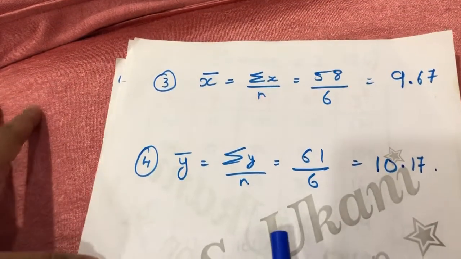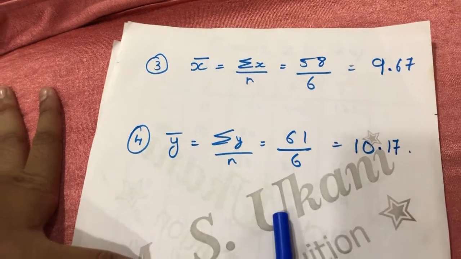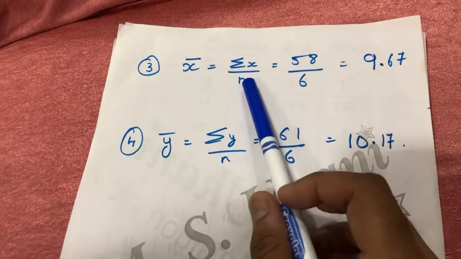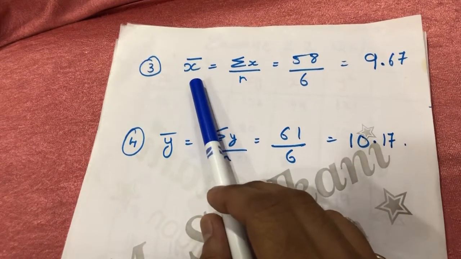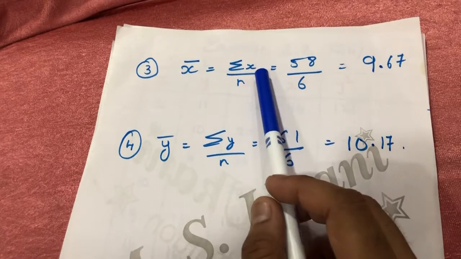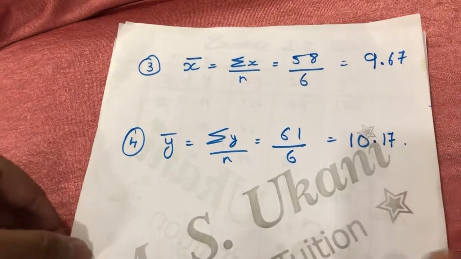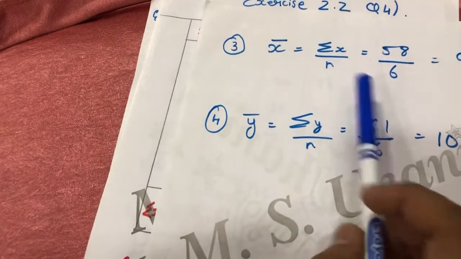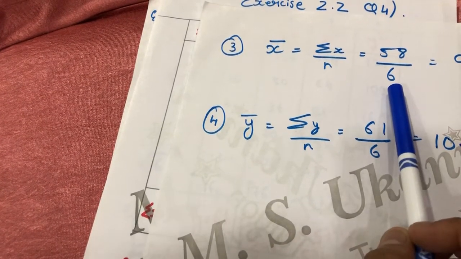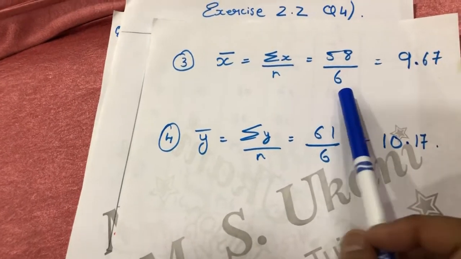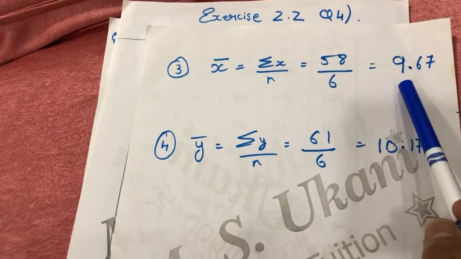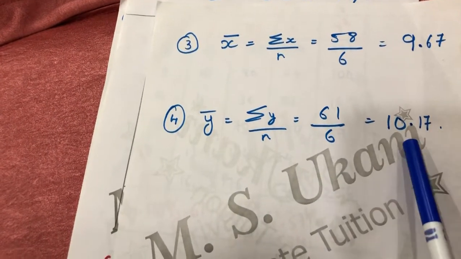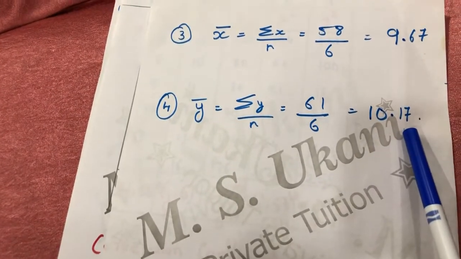So after finding x bar and y bar, you will identify which formula we have to use. Okay, so here the formula for x bar, that is mean, summation x upon n. Summation x is our 58, and n is the number of children given in the sum, 6. So 58 divided by 6, our answer is 9.67. In the same way, y bar we will do. So our answer will be 10.17.